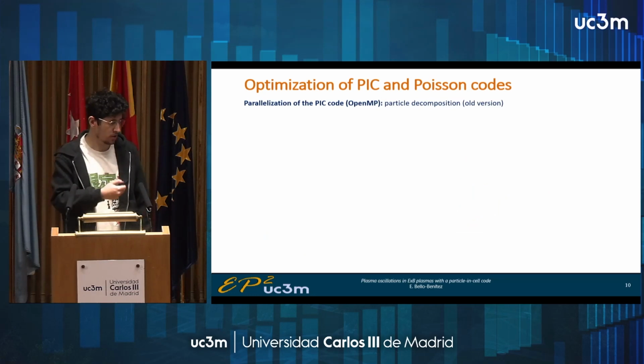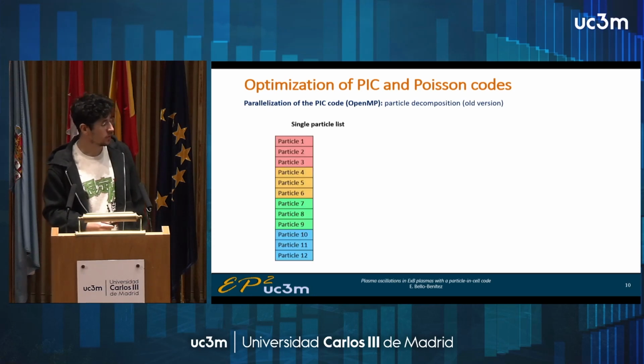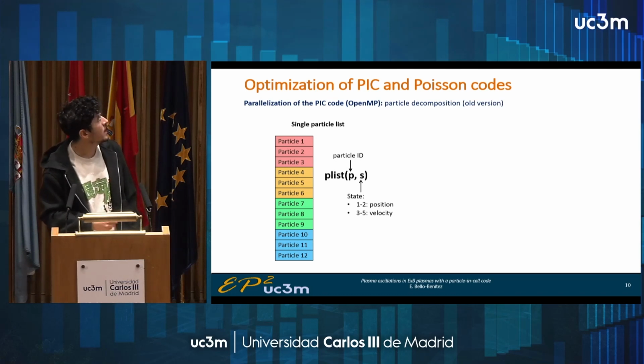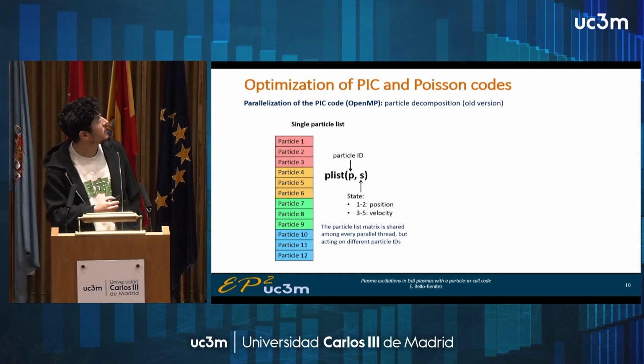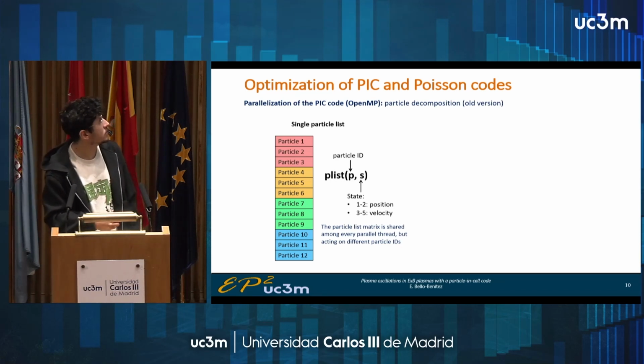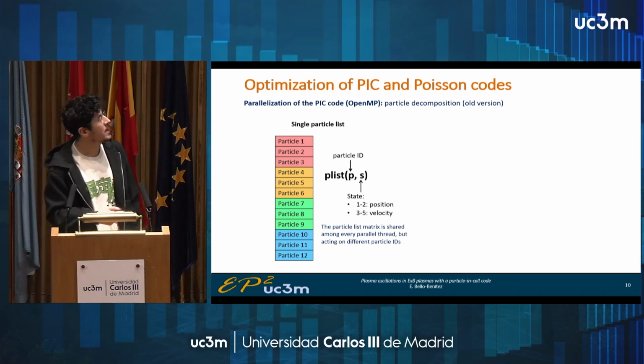This is what we were doing also before the stay, but in a slightly different way. Before the stay, the approach we were using is the following. We have a particle list, which is essentially a matrix with two indexes. The first one is the particle ID, and the second one is the state of the particle: position, velocity, etc. And what we do is to assign all these particles to different threads of our computer. But at the end, this matrix is a shared variable by all the threads in our system. And this can be problematic.